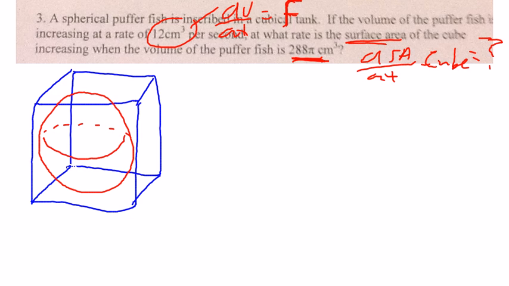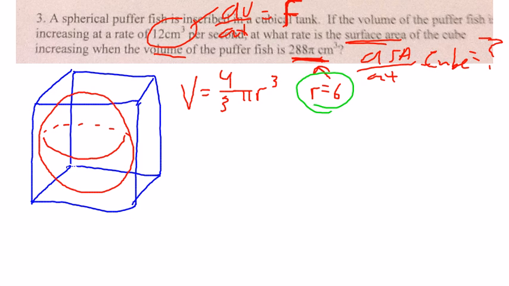I know that the volume of a sphere, of a ball, is 4/3 pi r cubed. If I go and plug in, so this says volume of puffer fish, if I plug in 4/3 pi r cubed to that, and set it equal to that, I'm going to multiply that by 3, divide it by 4, divide it by pi, cube root it, then I get r equal to 6. So that's why they give me that. Maybe I'll circle that in green because it's important and we're going to use it later.